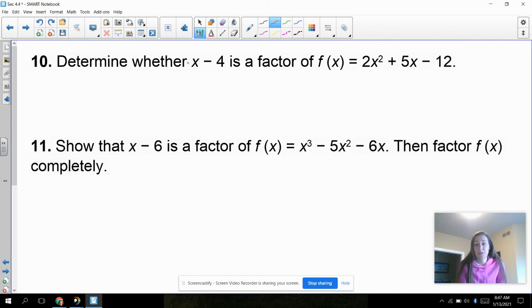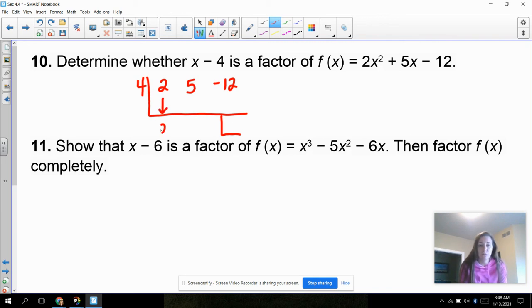All right, so the first one is determining whether it's a factor or not. So you're just checking. You're going to plug in +4, and I'm looking to see, is my remainder 0 or not? So my coefficients are 2, 5, and -12. This will be your remainder location. If it's a 0, then yes, it's a factor. If it's not 0, then it's not a factor.